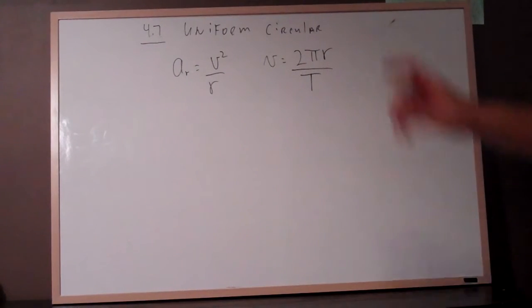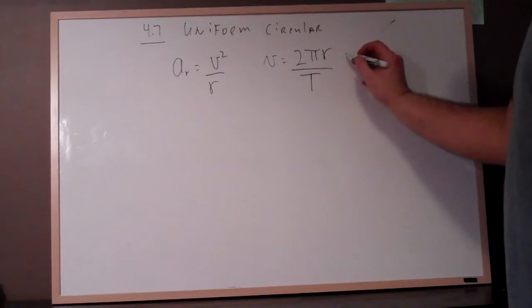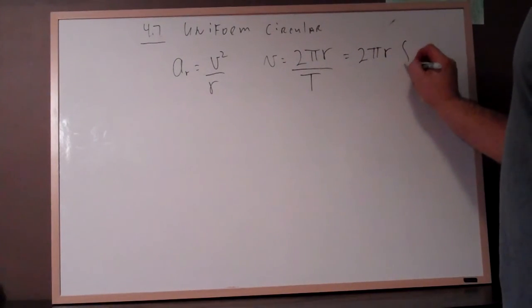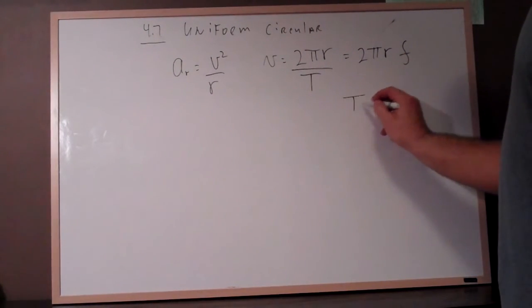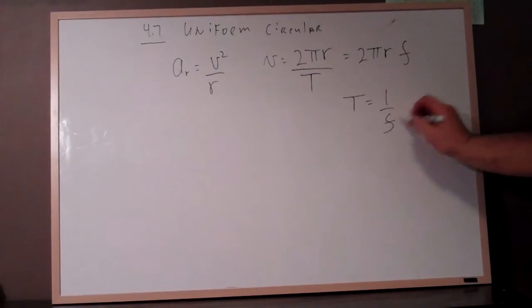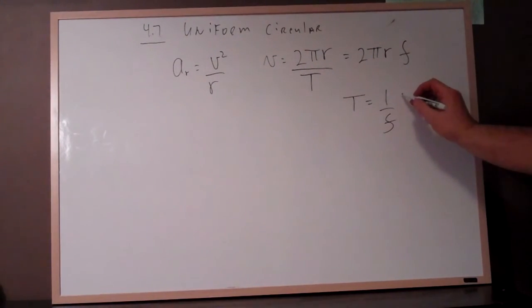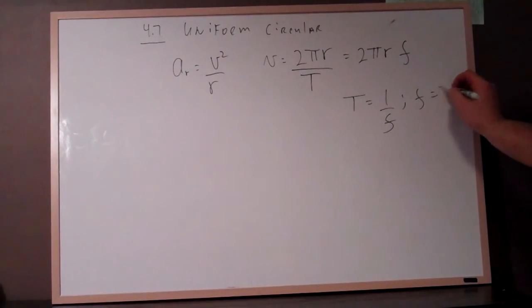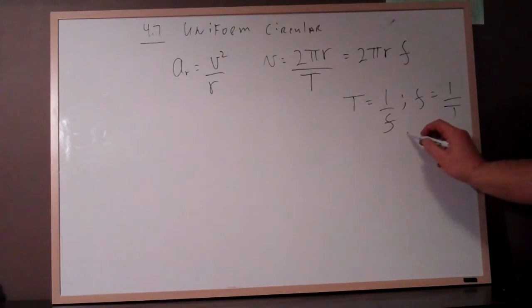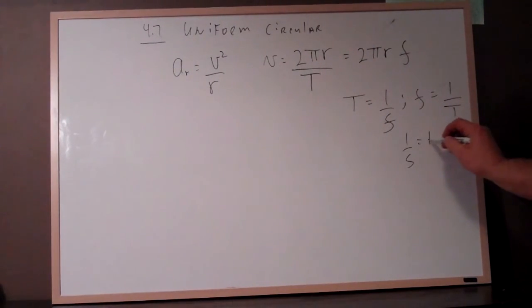There's one other way of looking at this. There's something called the frequency. I could rephrase this as 2 pi r times the frequency. So the period is 1 over the frequency. In other words, the frequency is 1 over the period, and it's measured in 1 over seconds. So 1 over seconds is something called a hertz.